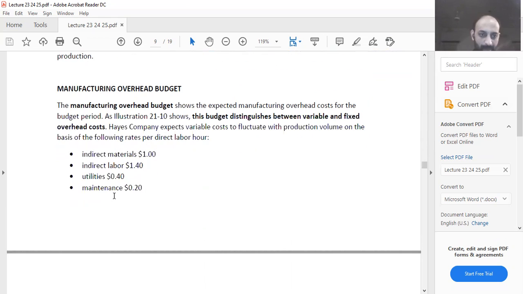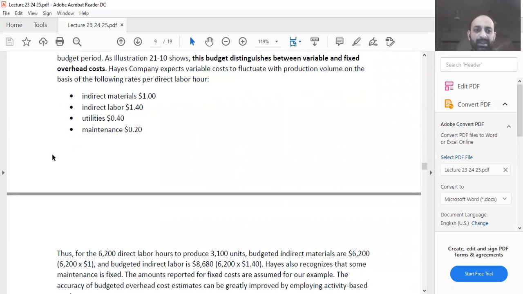Manufacturing overhead budget. Manufacturing overhead, you already know, includes indirect material, indirect labor, and other indirect costs related to manufacturing. The MOH budget shows the expected manufacturing overhead cost for the budget period, and as illustration 21.10 shows, this budget distinguishes between variable and fixed overhead costs. Now it has given us the details.